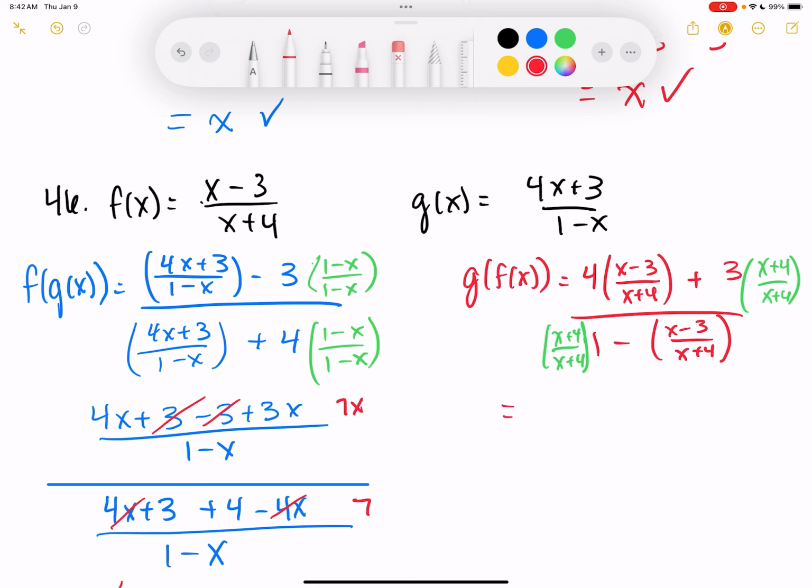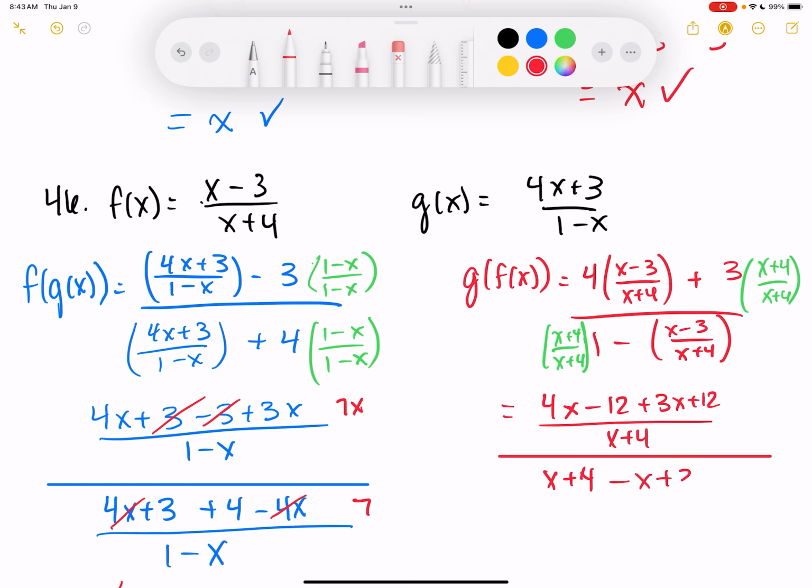So then I'm going to have 4 times x and 4 times negative 3, so 4x minus 12, plus 3x plus 12 over the common denominator of x plus 4. All over on the bottom, this is just 1 times this, so this is just going to be x plus 4, and then minus x plus 3 over the common denominator of x plus 4.